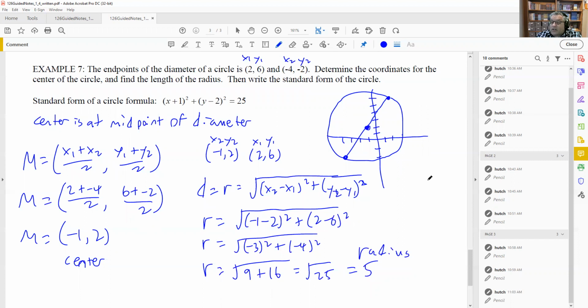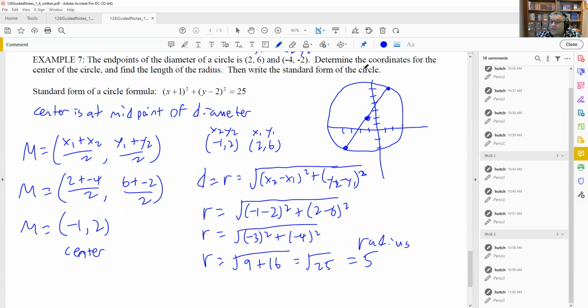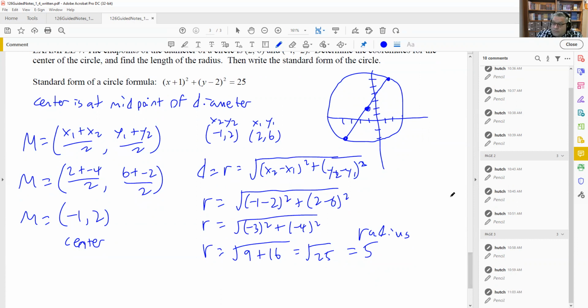Now the last thing it's asking for is to write the standard form of a circle. All right, so the standard form of a circle would just be, I need to put it back into the form x minus h quantity squared plus y minus k squared equals r squared. So I'm just putting all that information back in.